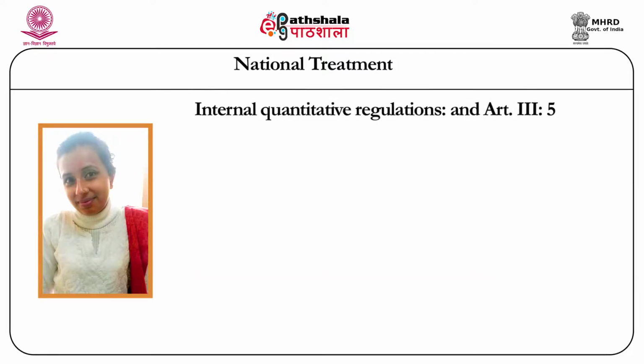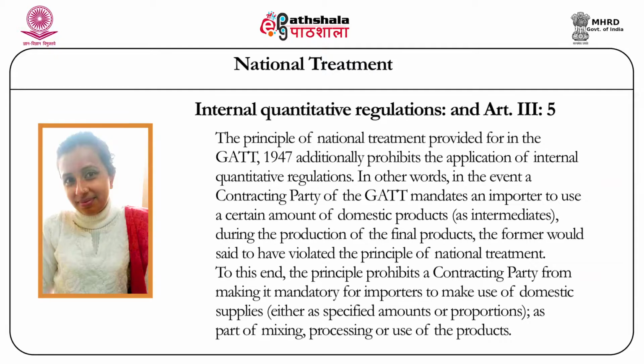Now, we would proceed to understand internal quantitative regulations and Article 3 Clause 5. The principle of national treatment provided in the GATT 1947 additionally prohibits the application of internal quantitative regulations. In other words, in the event a contracting party of the GATT mandates an importer to use a certain amount of domestic product as intermediates during the production of the final products, the former would be said to have violated the principle of national treatment. To this end, the principle prohibits a contracting party from making it mandatory for importers to make use of the domestic supplier either as specified amounts or proportions as part of mixing, processing or use of the products.